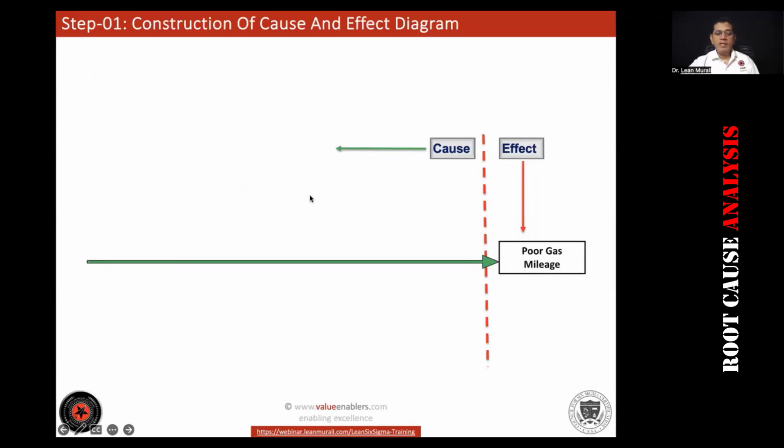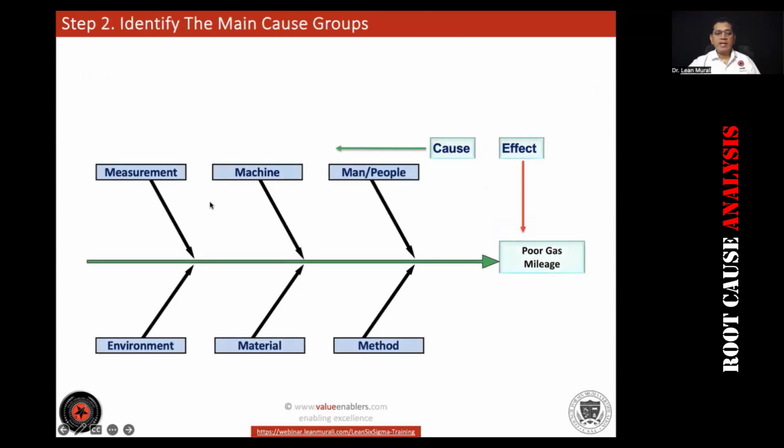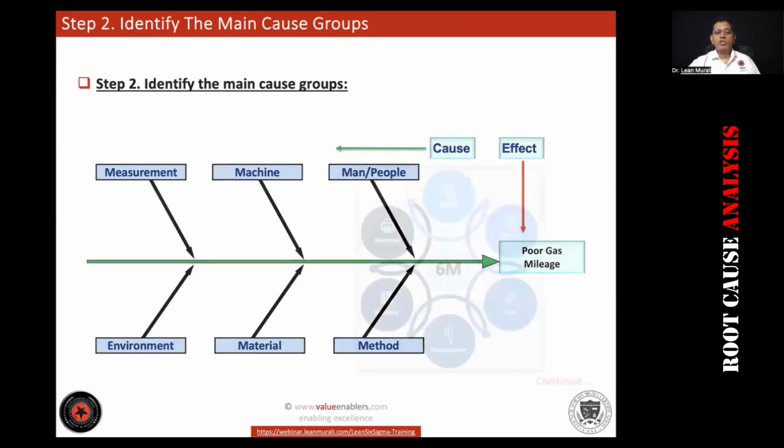Tire pressure, low maintenance, low tire, road conditions, big engine efficiency, oil change needed, air filter, dirty tank, lower maintenance, poor maintenance, air resistance, high wind, maintenance, traffic, road conditions, driver, manpower, faulty sensor, overload. Fantastic. So we have done the brainstorming. Now what we will do is we'll categorize that under the 6 M's, which is man, machine, method, material, measurement, and environment. Now identify the main cause groups.